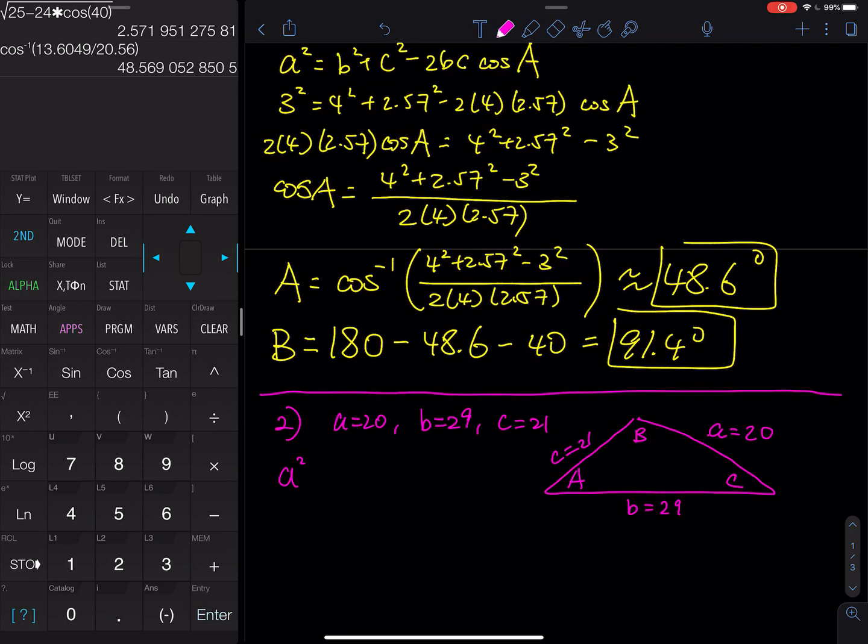So let me also draw a note in here for you. For the inverse cosine, you use degree mode, in case you didn't catch that in the previous problem.